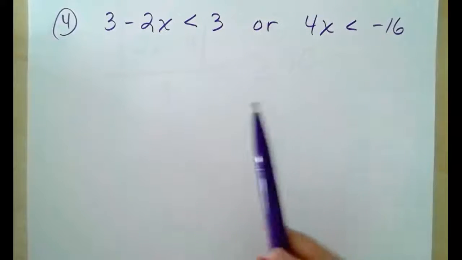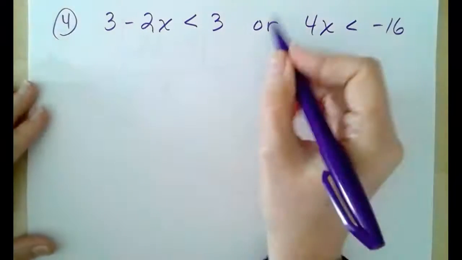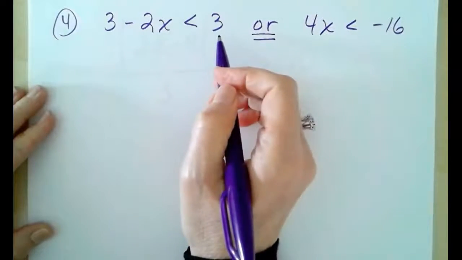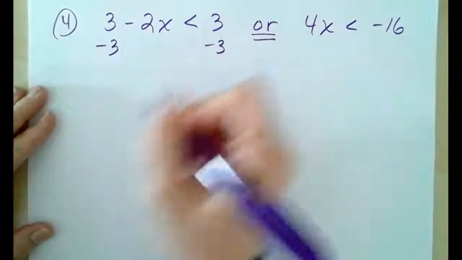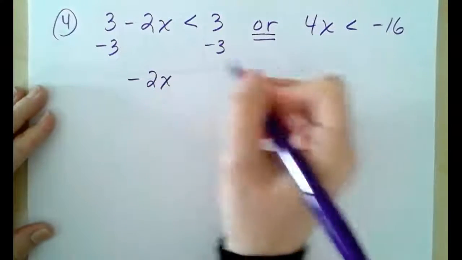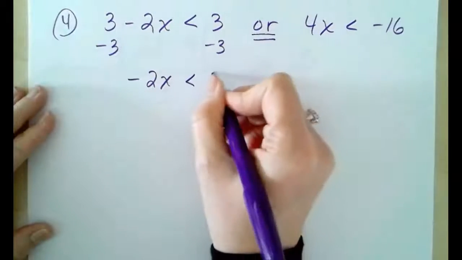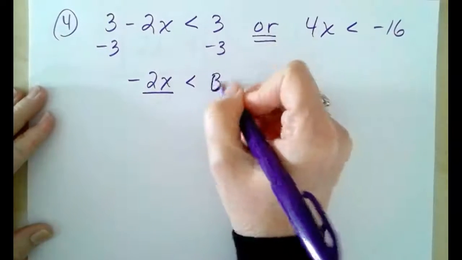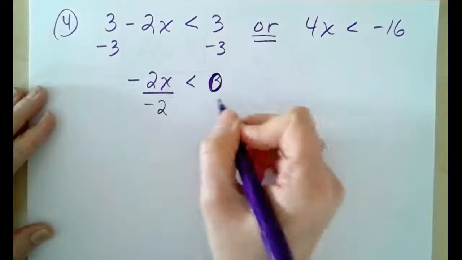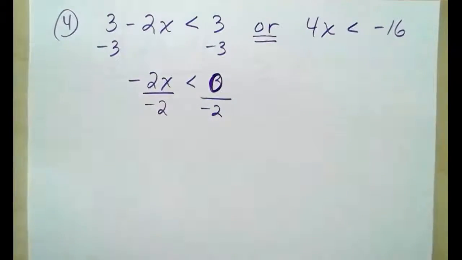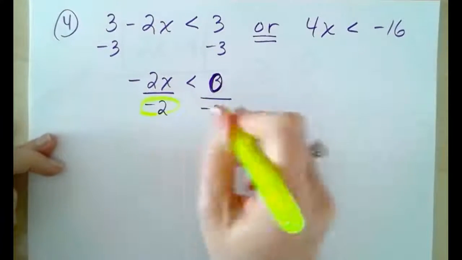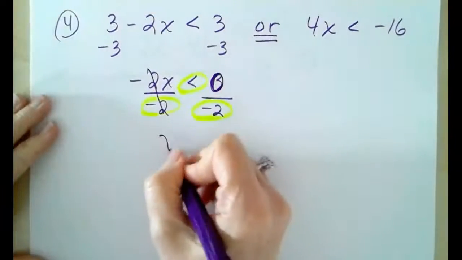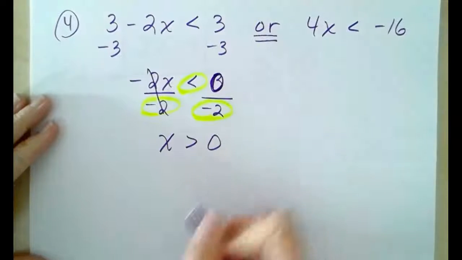So here we've got a compound inequality. This is an OR. So 3 minus 2x is less than 3. We're going to start by subtracting 3 from both sides, and we get negative 2x is less than 3 minus 3, which is 0. So we'll be dividing by a negative 2, which of course, when we divide by a negative, it's the glitch. We're going to flip the sign here. So we get x is greater than 0.